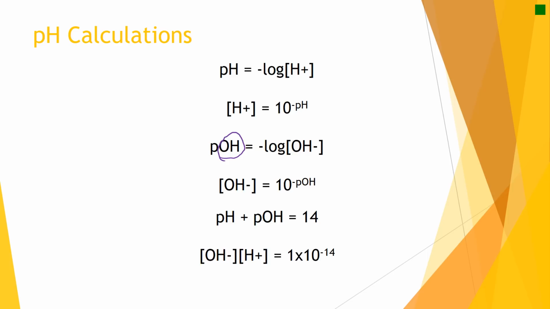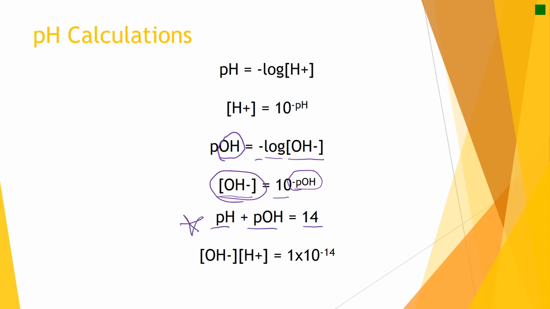Your pOH is the exact same thing, except instead of hydronium ions, you're trying to find the hydroxide ion. So to find your pOH, it is the negative log of your OH minus concentration. To find your OH minus concentration, once again, this is the molarity of your hydroxide ions, you would take 10 to the negative pOH. What's cool about your pH and pOH is that added together, they always equal 14.